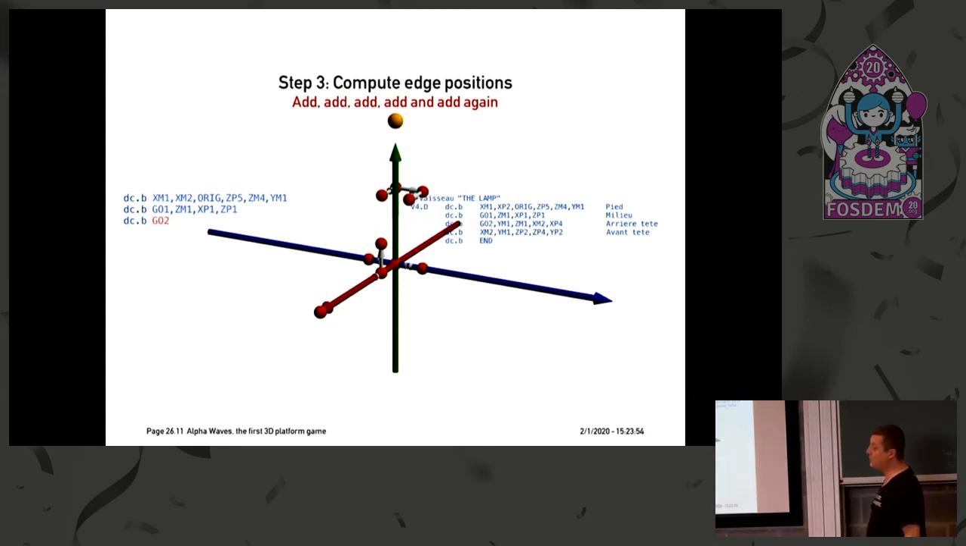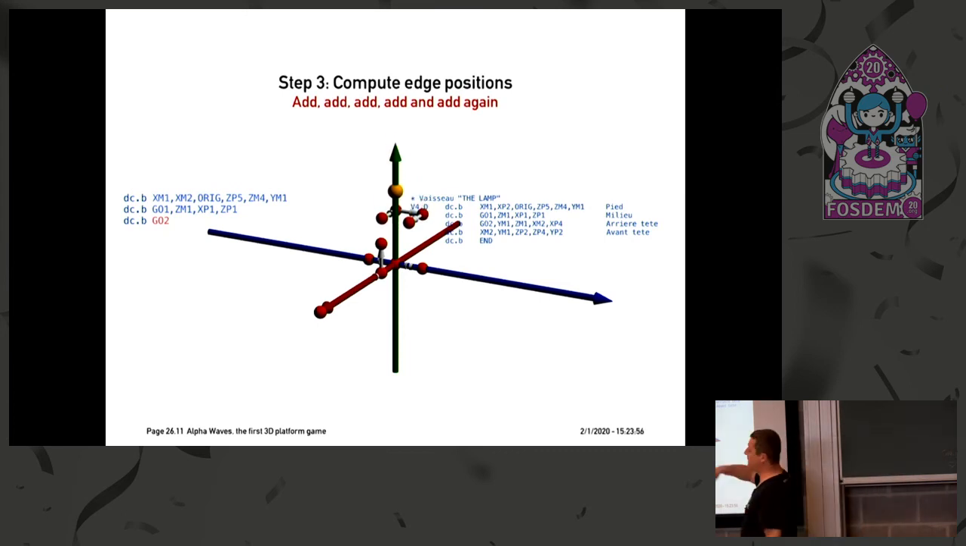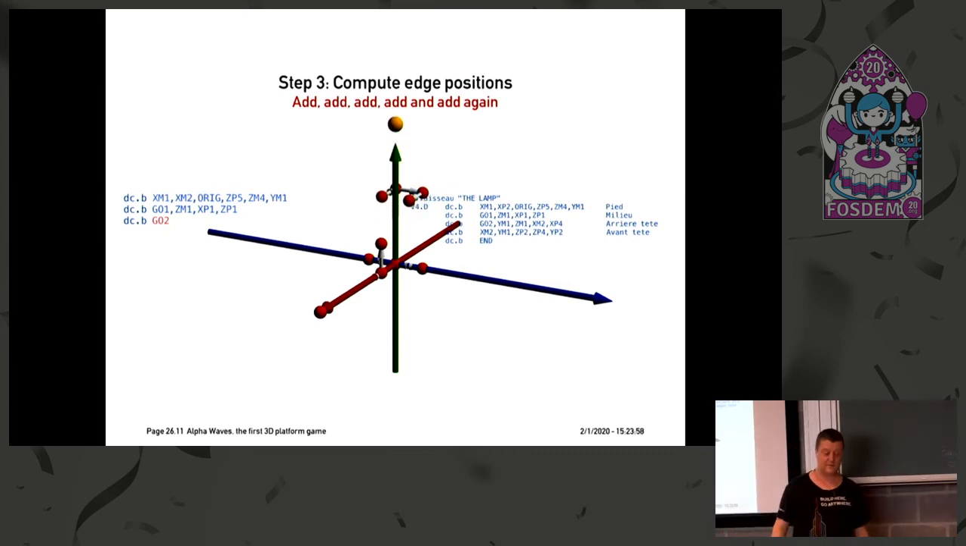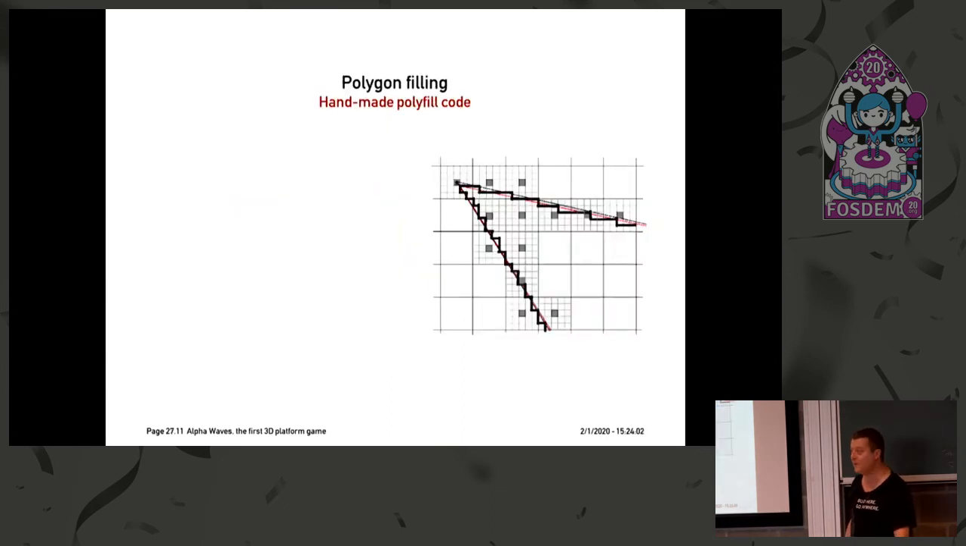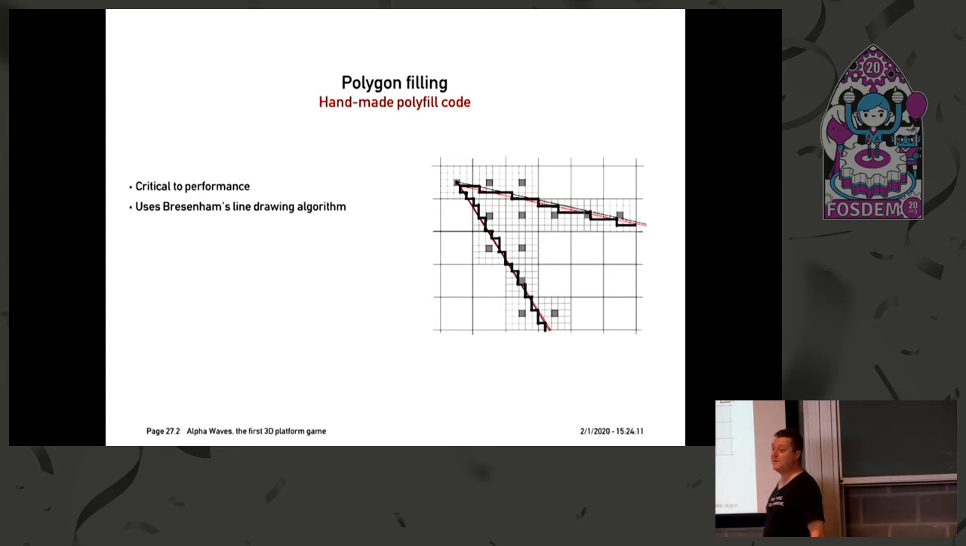And then all you have to do once you have done that is connect the dots with polygons, and that's easy. Now, polygon filling was complicated at the time. It was really critical to performance. So I used something called Bresenham's line algorithm. I don't know if you are familiar with that, but look it up on Google. It's very interesting. And what this does is basically you compute this movement using only addition and subtraction.